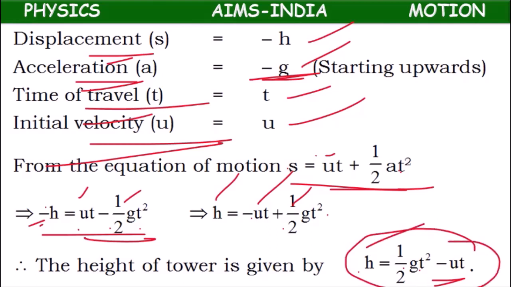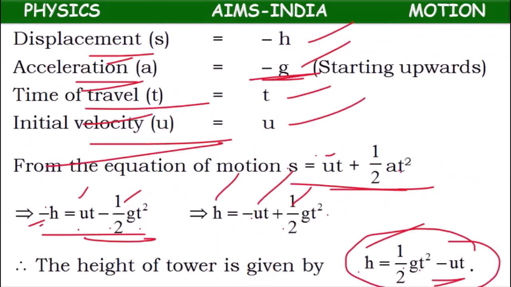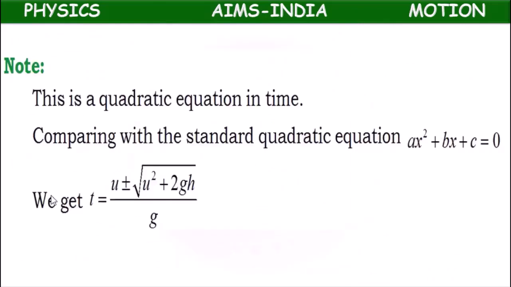What is h here, children? h is nothing but the height of the tower. So if you are throwing from a tower, what is the height of the tower? Based on this motion of the body, you can identify the height of the tower. So the height of the tower we can calculate, children: h equals half gt square minus ut.